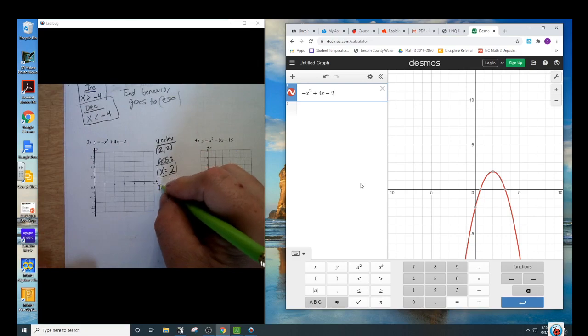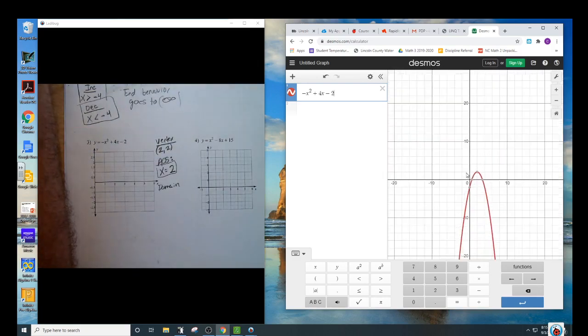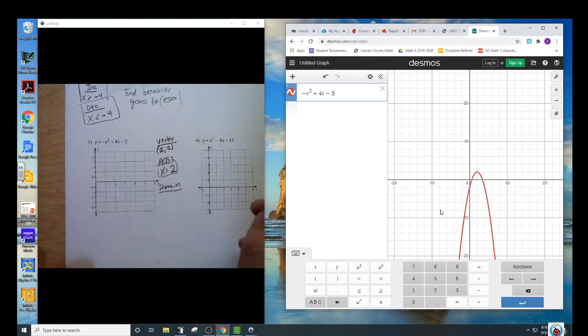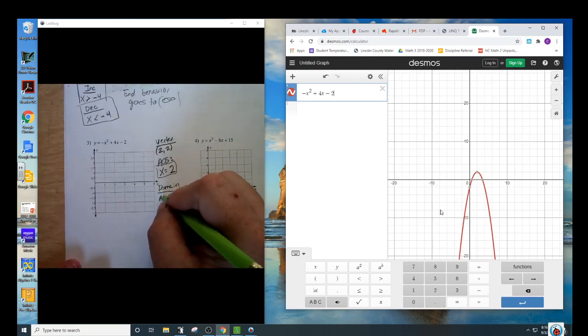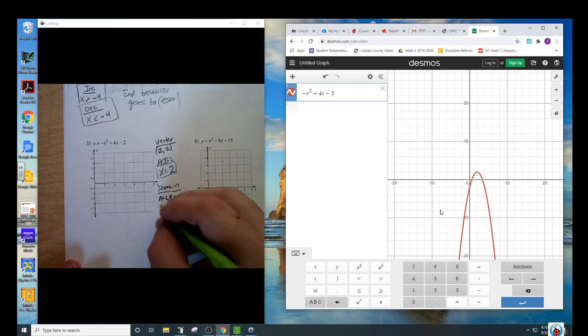Domain. Now, guys, remember, this thing keeps going forever and ever and ever. Left is going in the southwest direction, right in the southeast direction. So as far as the x values it covers, remember, domain is x values. It's always going to be all real numbers. Always all real numbers.